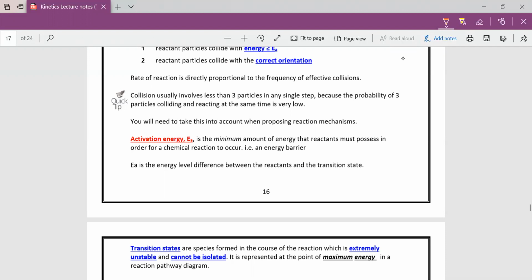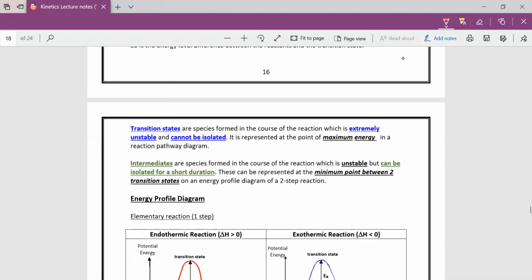So what is a transition state? All right, it is a species formed in the course of a reaction, and these are very unstable, cannot be isolated. All right, so they are represented at a point of maximum energy. And they are different from intermediates, because intermediates can be unstable, but they can be isolated. So they are represented at the minimum point between two transition states.